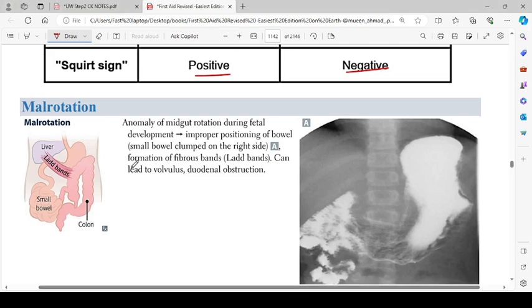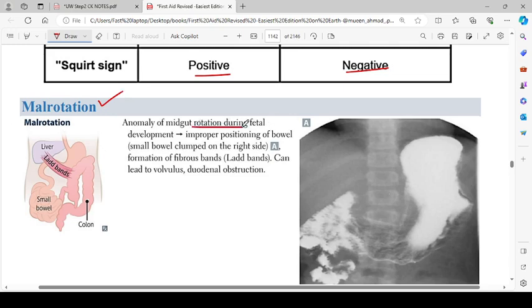So let's restart from malrotation. Basically, I was saying that the intestine herniates during intraembryonic life. They undergo 270-degree rotation, and then they come back. If there is some problem with that rotation process, that can result in many different kinds of problems.